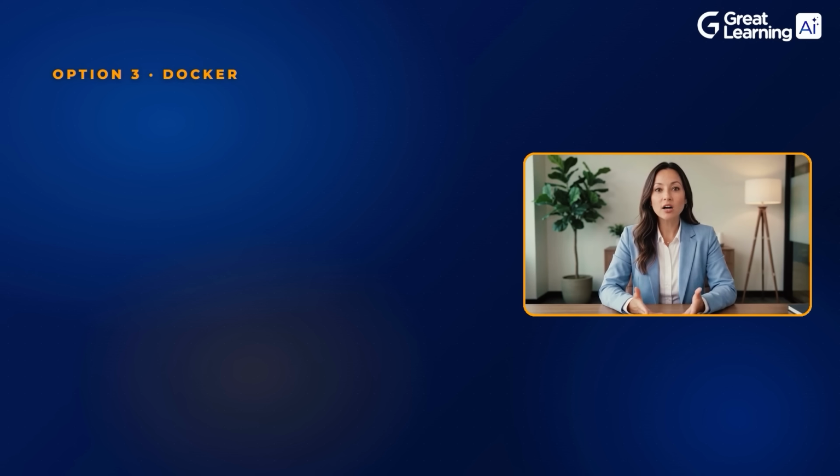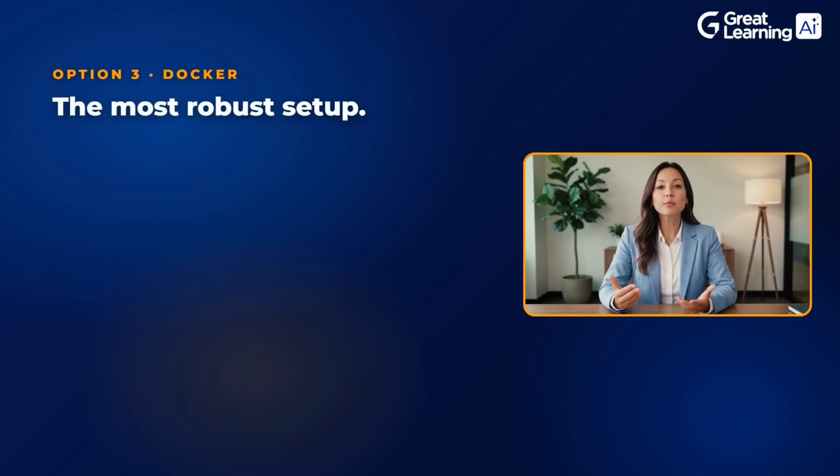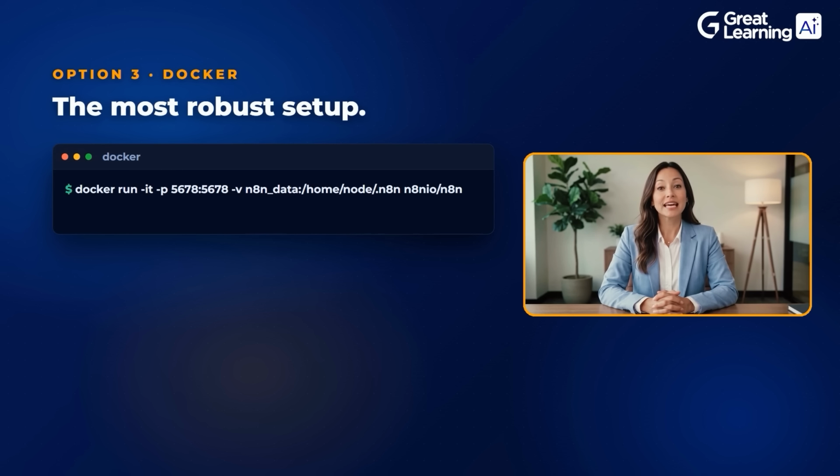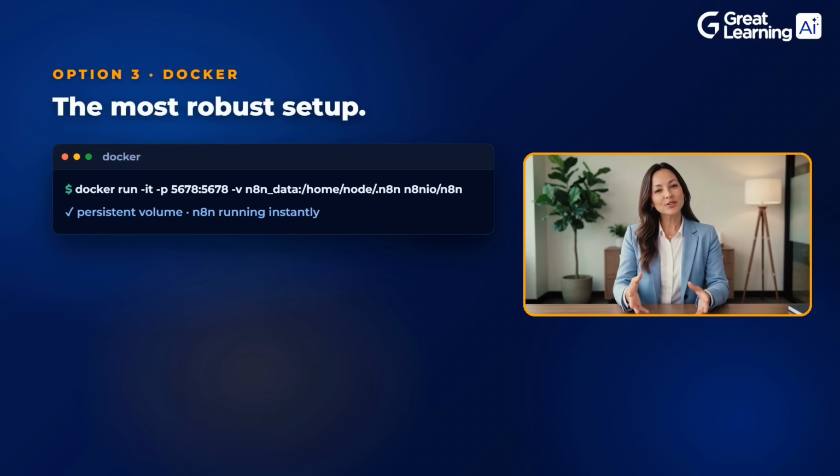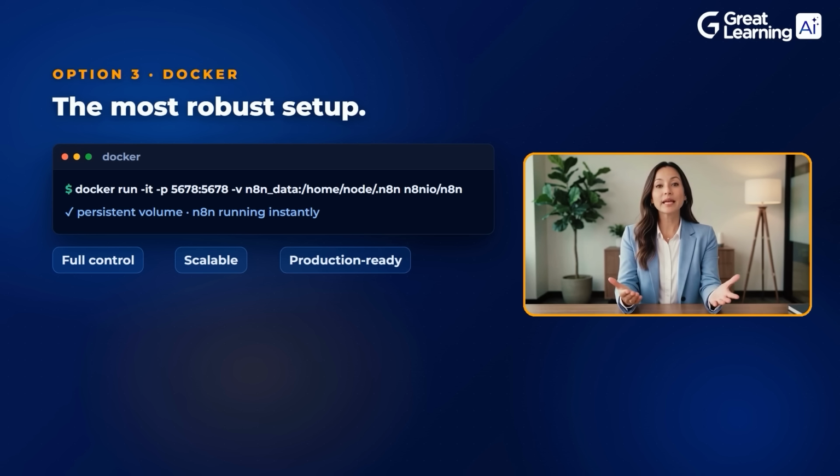Option 3 is Docker setup for developers or production. For developers and enterprise teams, Docker is the most robust setup method. It gives you full control, scalability, and easy deployment across environments. This creates a persistent data volume and runs n8n instantly. It's ideal for DevOps, IT teams, or anyone planning to integrate n8n into a production setup.